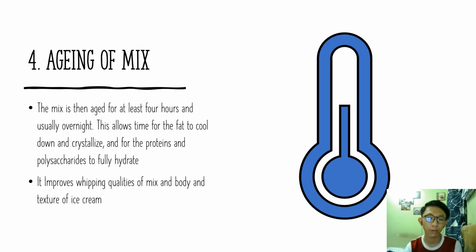The fourth process is aging of the mix. The mix is then aged for at least 4 hours and usually overnight. This allows time for the fat to cool down and crystallize and for the proteins and polysaccharides to fully hydrate. It also improves whipping qualities of the mix and the body and texture of the ice cream.